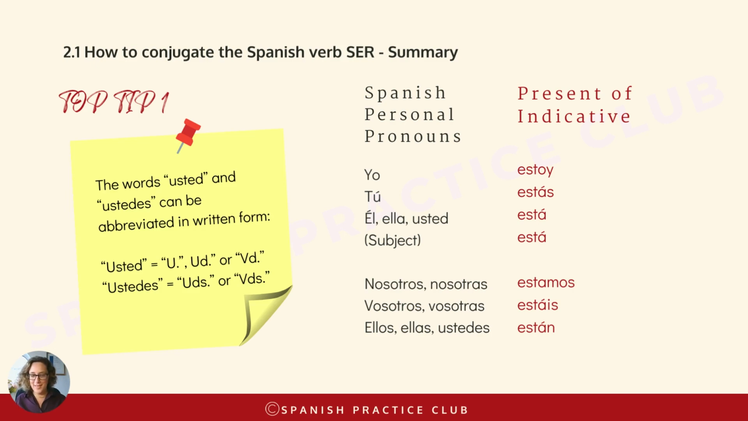So let's have a look at the table for the conjugation of the present indicative in Spanish, and I will pronounce it again for you, and feel free to follow up on that pronunciation. Yo estoy. Tú estás. Él está. Ella está. Usted está.